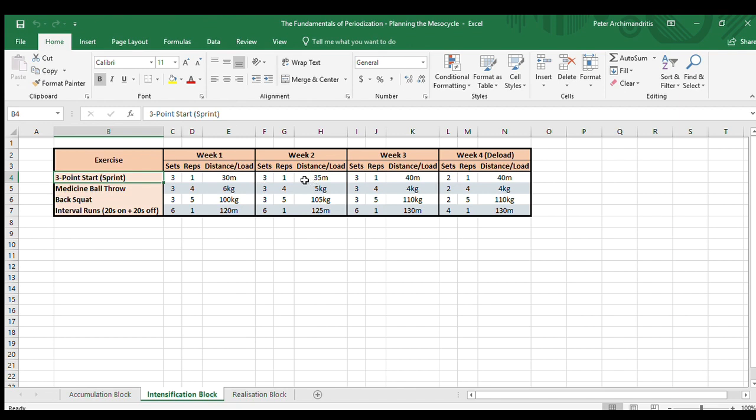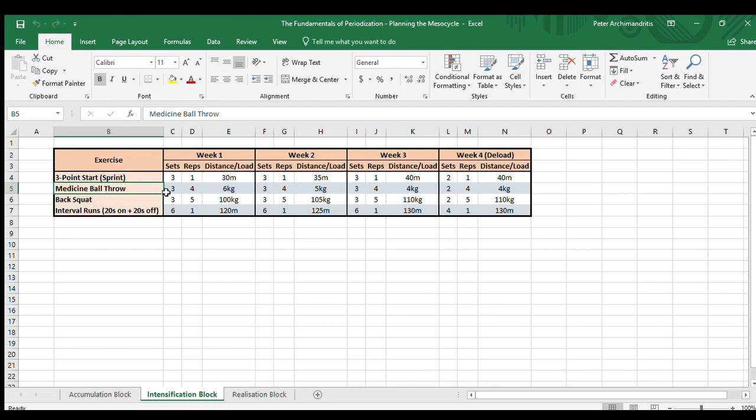So now the intensity is going up, basically dictated by the distance. So further distance is going to mean we're going to reach higher velocities, and therefore the intensity is going to be higher, or at least more specific to what we're training for if we're training for maximum speed. So 30 meters, 35 meters, then 40 meters, and then basically in this deload period we're going to maintain that intensity that we reach, but then we're going to reduce the volume. So the volume stays the same, but the intensity goes up.